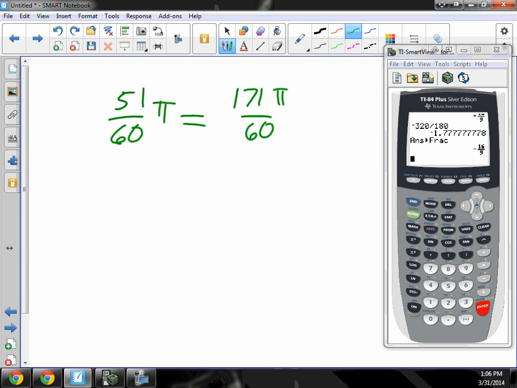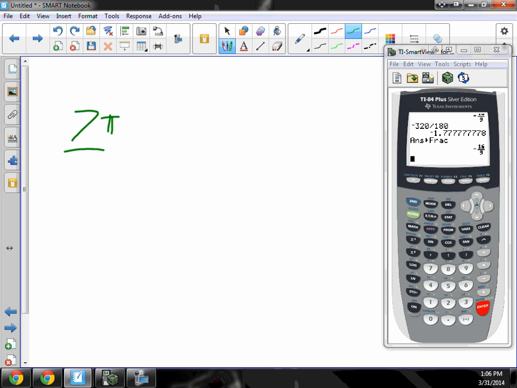So here's the tough part. What if I asked you, where does 7 pi over 6 land? In which quadrant does 7 pi over 6 land? 1, 2, 3. Anybody want to guess 4? 4? Thanks, Connor. Well, let's think about it.